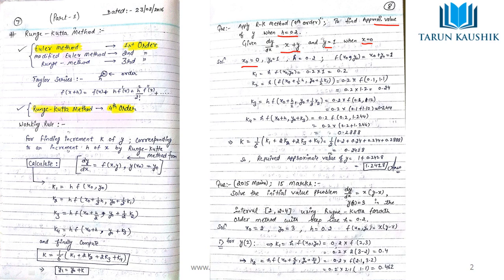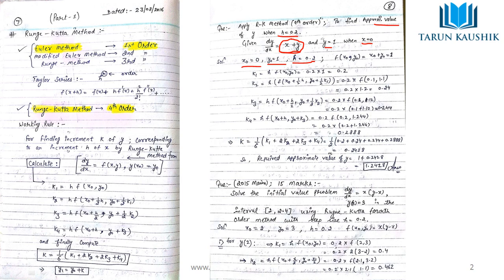So I am taking x0 equals 0, y0 equals 1, and step size h equals 0.2. This is my function, f(x, y) equals x plus y. Just add these two, x plus y.